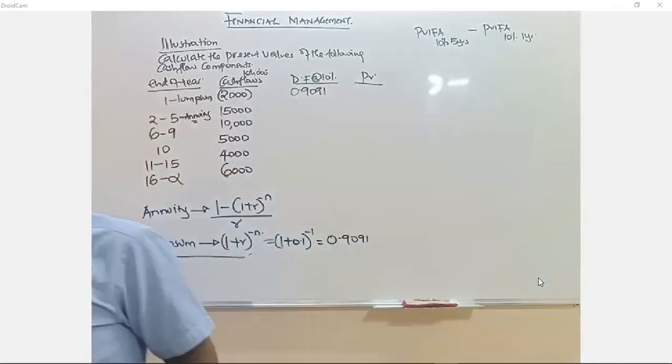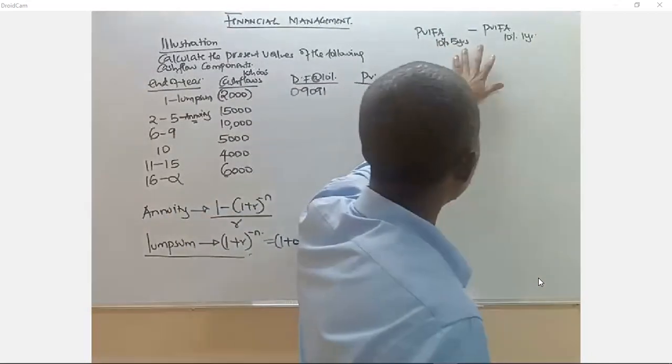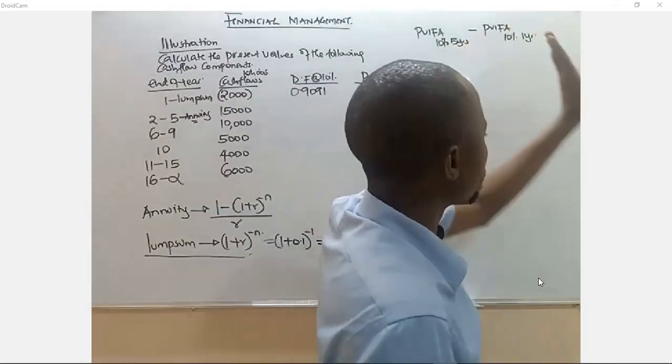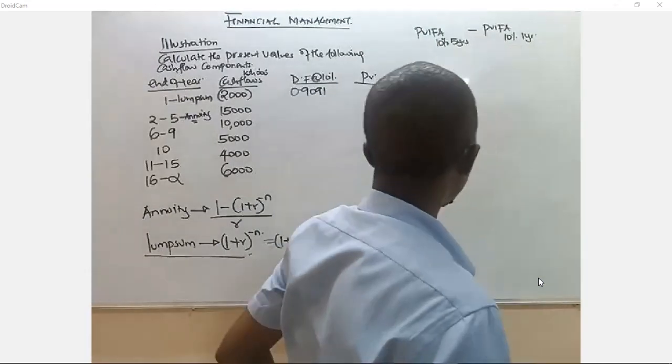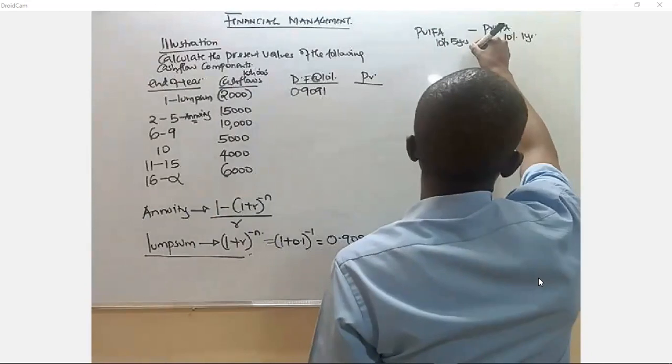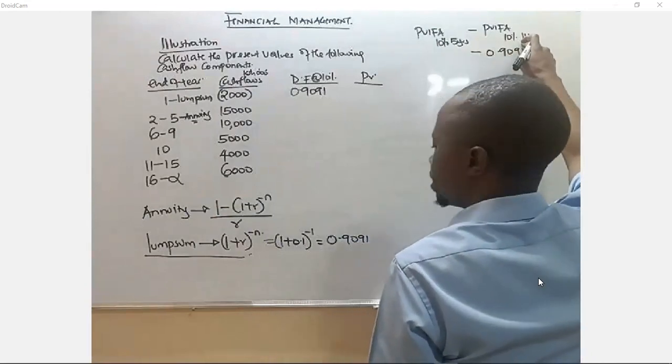Year two to year five. So that means I am looking at 10 to 5, because year five covers from year zero to year five. We remove year one, since we don't want year one. So in this case it will be minus 0.9091.